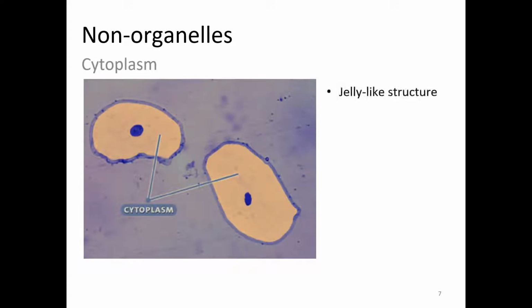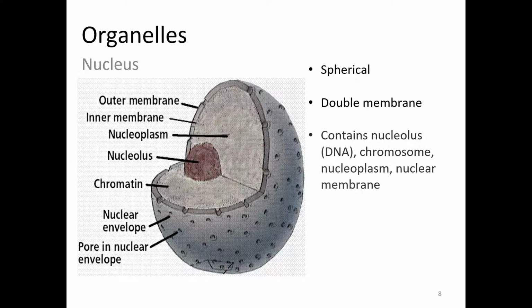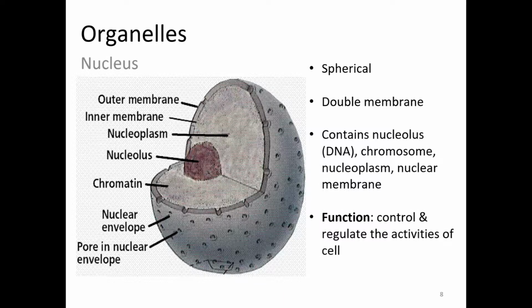Cytoplasm is a jelly-like structure. It contains organelles. Its function is to act as a medium for metabolic reactions. Nucleus is spherical and has a double membrane. It contains nucleolus, chromosome, nucleoplasm and nuclear membrane. Its function is to control and regulate the activities of the cell.